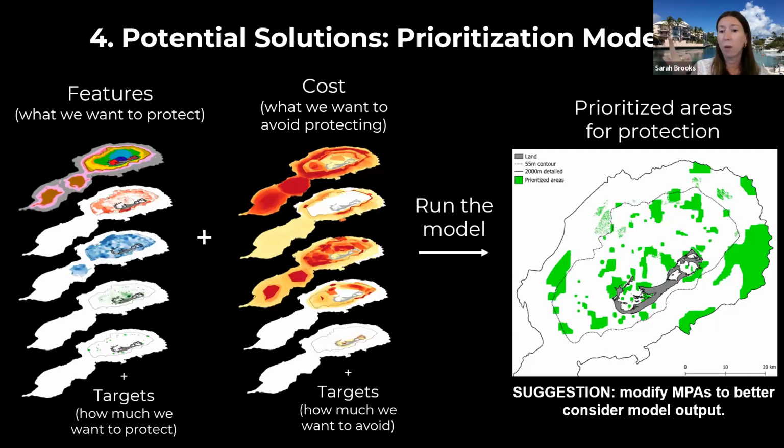We could also tell it where the best coral areas are and where the best fish areas are, and ask the model to focus protection on the most valuable of those areas. And we also told it where the nursery habitats are and asked it to protect 50% of those. We also told the model which areas to avoid protecting.